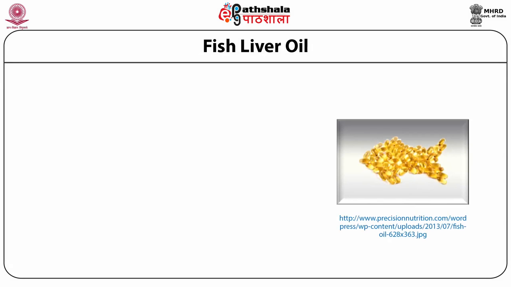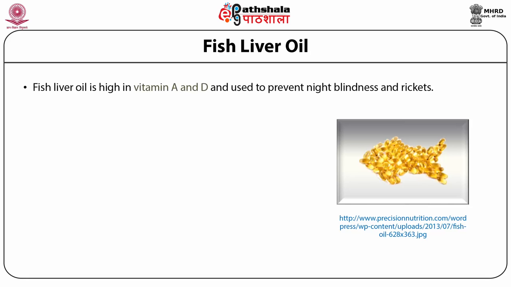Fish liver oil. As we know, oil is one of the sources which could lead to a number of diseases if it is not taken as per the requirements. As far as fish is concerned, fish liver oil is high in vitamins A and D and thereby used to prevent night blindness and rickets.